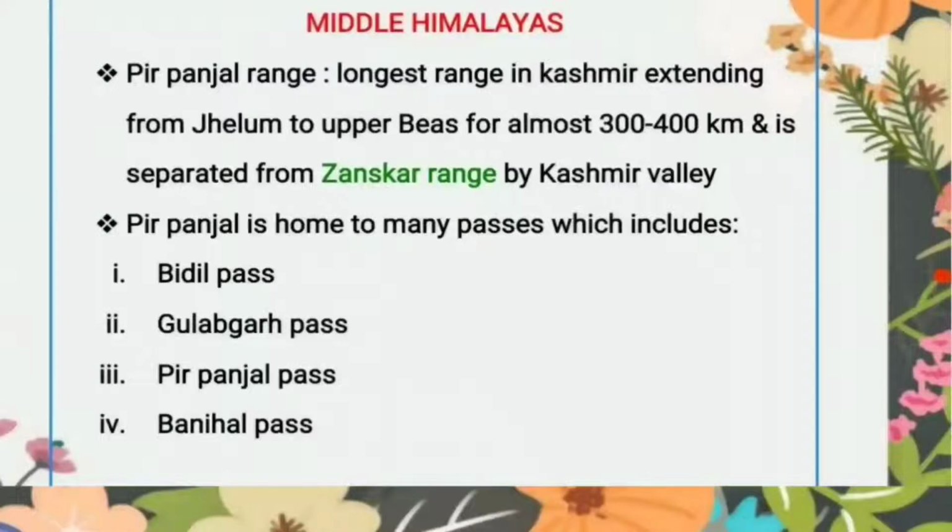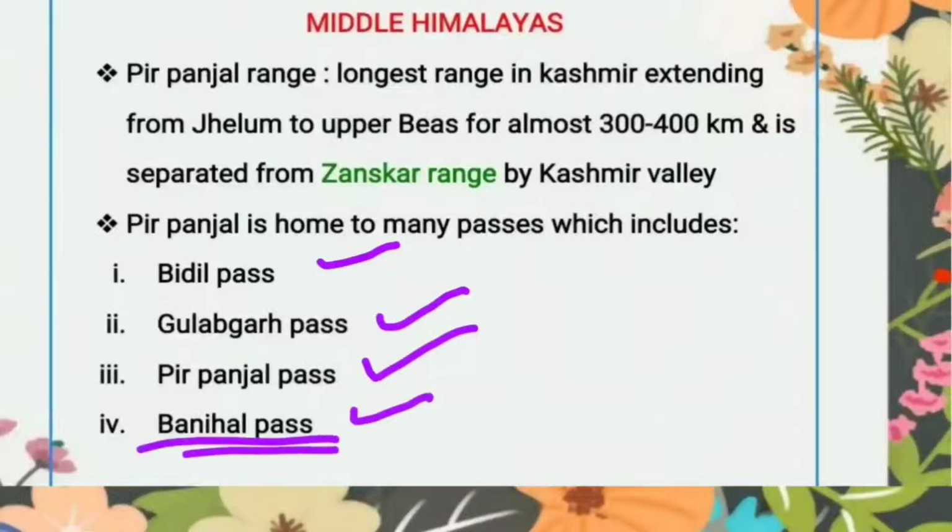Now, Pir Panjal range is home to many passes. That means it's home to a number of passes, which include the Bidil Pass, Gulabgarh Pass, Pir Panjal Pass, and the Banihal Pass. The Banihal Pass is very much known. And the Pir Panjal rocks are said to be volcanic in nature. The Banihal Pass, which we talk about, is used by the Jammu Srinagar Highway and Jammu Baramulla Railway.